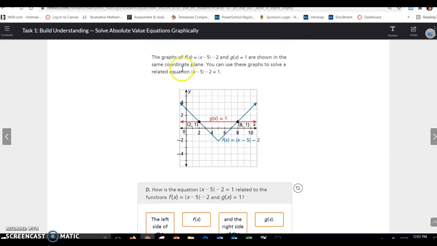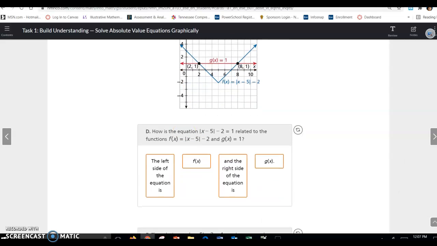The graphs of f of x equals absolute value of x minus 5 minus 2 and g of x equals 1 are shown in the same coordinate plane. You can use the graph to solve the related equation. Same thing, they took f of x and put it on the left, and g of x on the right. Now we're going to find the intersection points. So 2 and 8 are going to be our x values.